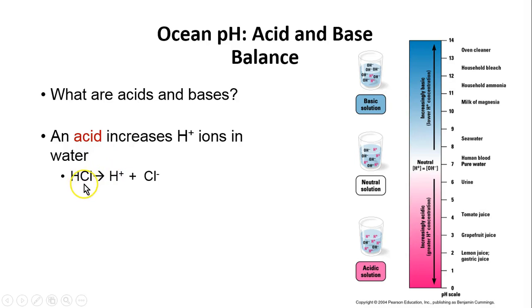For example, HCl is hydrochloric acid. When you put it in water, it becomes hydrogen ions and chloride. So because it increases the hydrogen ions in the water, it's an acid.